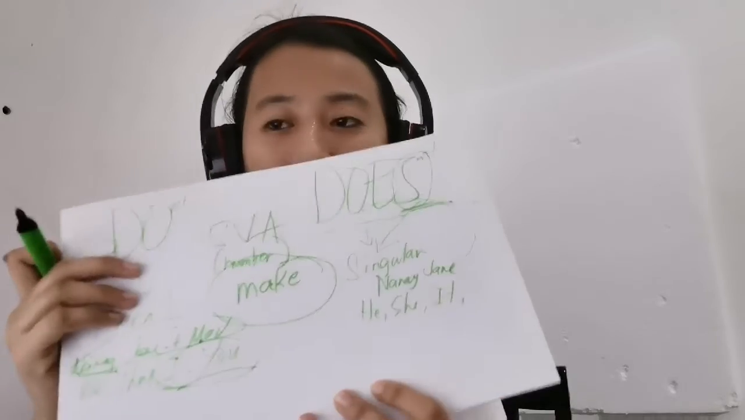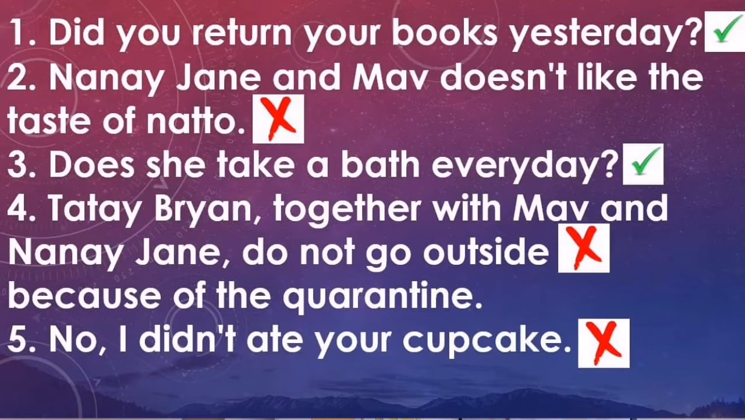Okay? So let's try to study each sentence in our pretest earlier. Okay? So let's go back to this. So let's have number 1. Did you return your books yesterday? This is correct because we use the helping verb did together with the action word return. So return is in its base form, and that is right.